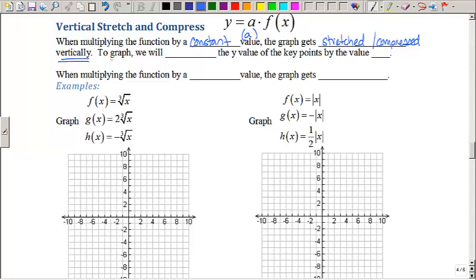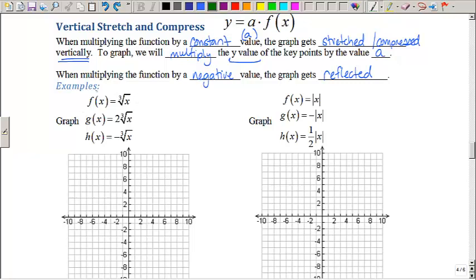So to graph, we will multiply the y value of the key points by the value a. The reason we multiply it by the y value is because this is a vertical stretch. So the y value is getting stretched either vertically or compressed vertically. When multiplying the function by a negative value, the graph gets reflected. So we can do the compress and the stretch and the reflection all at the same time. To make this a little bit more clear, we're going to look at our first example.